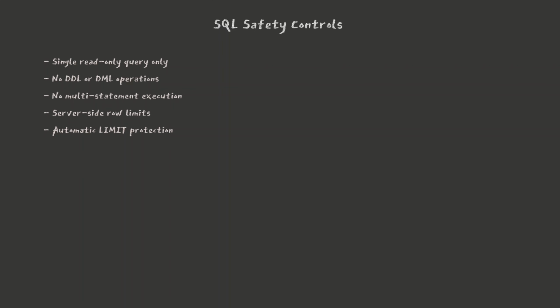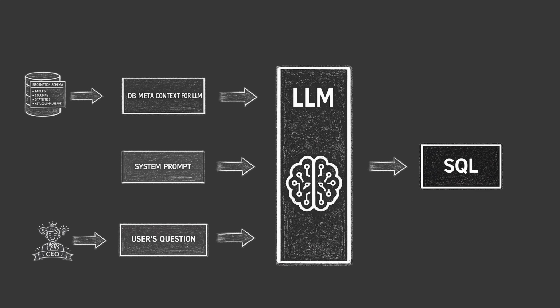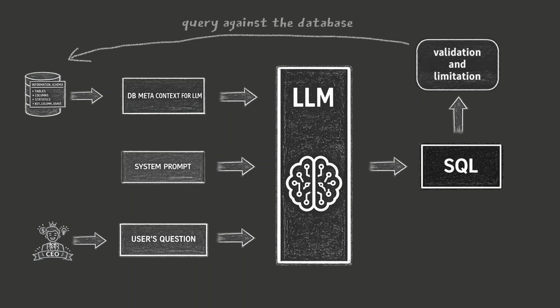Finally, application-level validation is only one layer of protection. The database connection itself should use a MySQL account with select-only permissions, ensuring that even a malformed query cannot modify data. Once the generated SQL passes all validation checks, the module executes the query against the database and transforms the result into structured JSON that can be consumed by the client application.